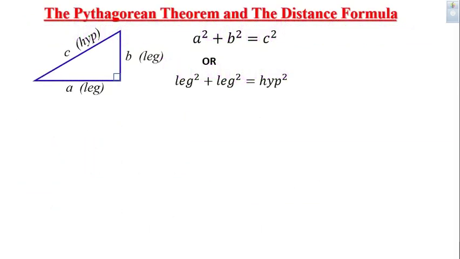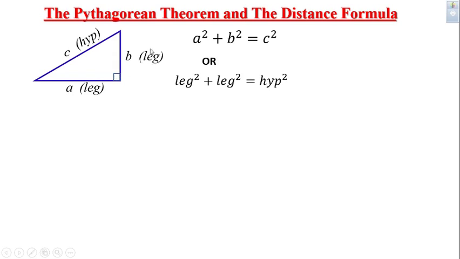Now let's start off quickly with a review of the Pythagorean theorem. The Pythagorean theorem deals with a right triangle. The longest side, across from the right angle, is the hypotenuse, and the two shorter sides that form the right angle are called the legs.